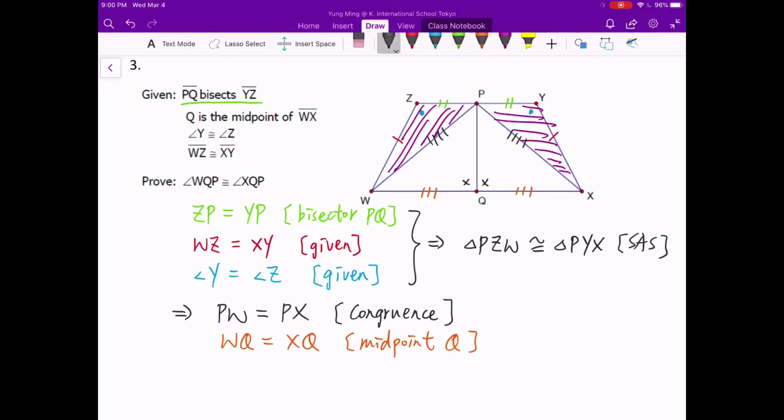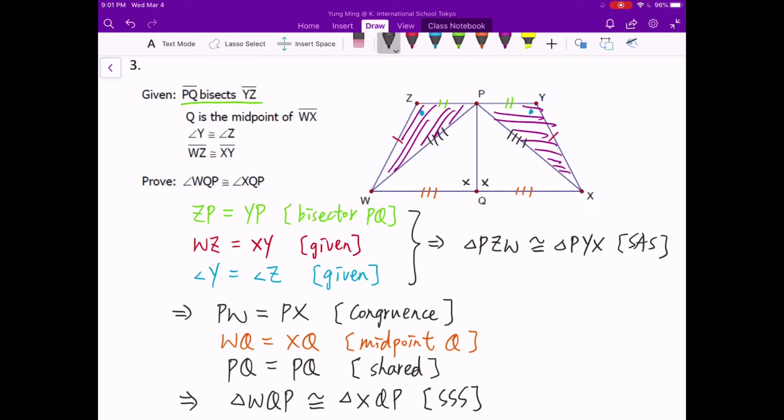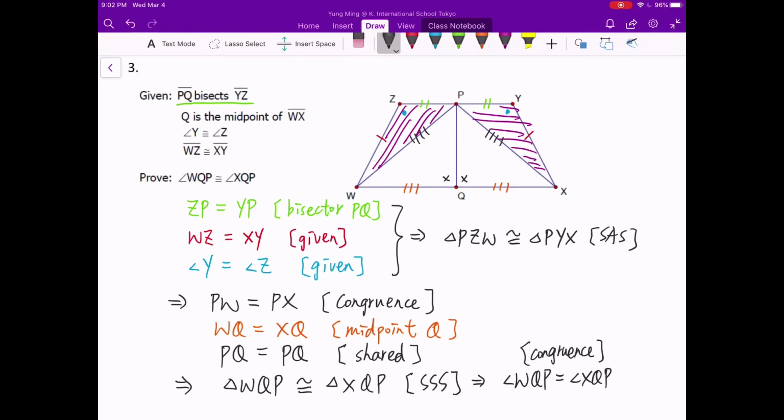And lastly, you have PQ equals PQ, because this PQ is shared between the 2 big triangles in the middle. And finally, we're done. We are saying that triangle WQP is exactly the same in terms of size and shape as XQP, and it's because of SSS over here. Just because of that, we can finally conclude that angle WQP is exactly the same as angle XQP. Okay, again, this is because of congruence.